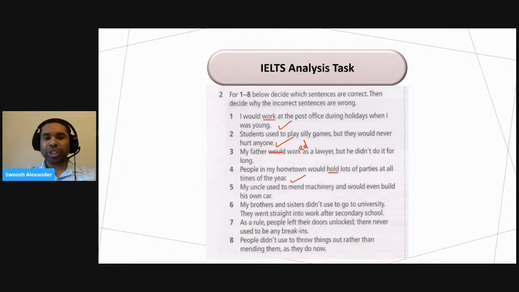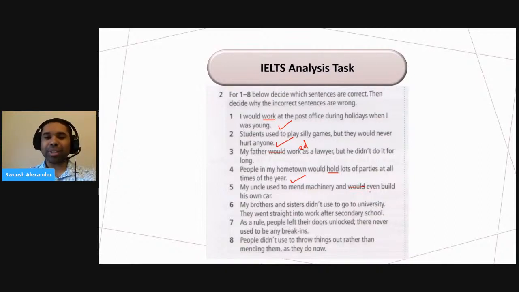My uncle used to mend machinery and would even build his own car. What do we think to this one? Do we like the sentence? Okay, so for this one, the first part is fine. Used to mend machinery, a habit in the past, but would even build is not correct because this suggests that he built his own car many times.